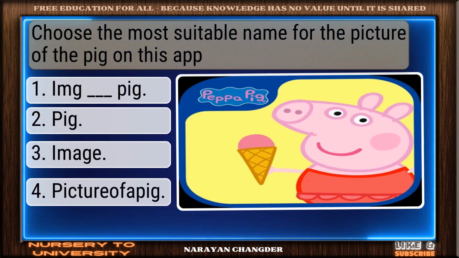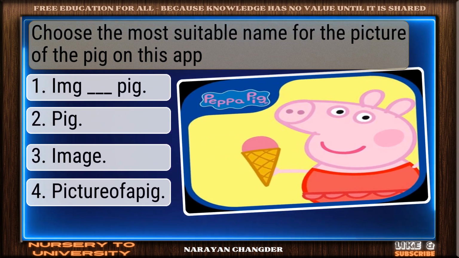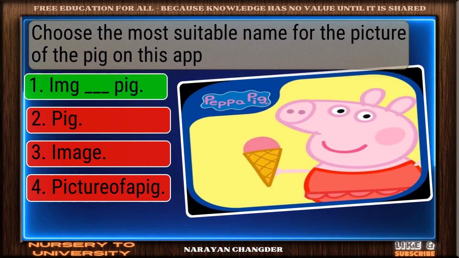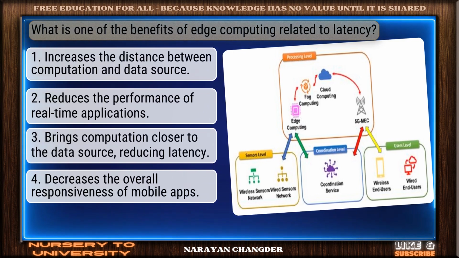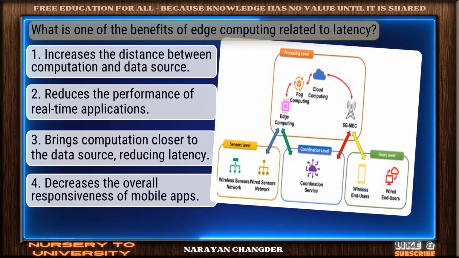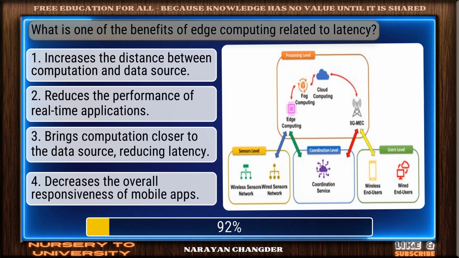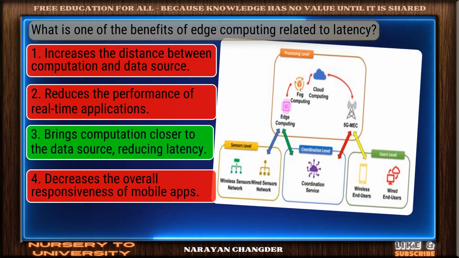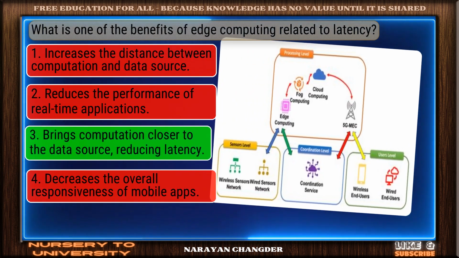Question number 32. Choose the most suitable name for the picture of the pig on this app. Well picked. Img-pig is the correct answer. Question number 33. What is one of the benefits of edge computing related to latency? Sharp thinking. Brings computation closer to the data source. Reducing latency is the right choice.